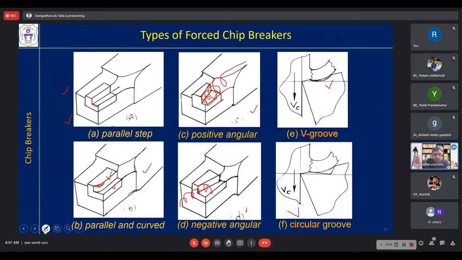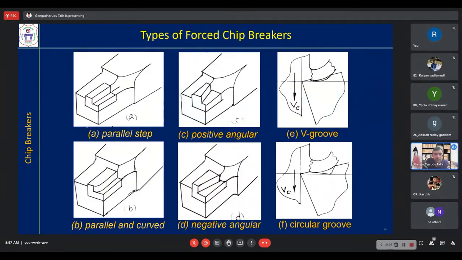And there is one more thing with these angular types of chip breakers: you can vary the depth of cut and feed. For different depths of cut and feeds, you can use these angular chip breakers. Because at this location, this is the width. At this location, this is the width. Understand? Here also it is varying. So if you slightly vary, for a small range, you can vary the depth of cut and feed, and you can break the chips.